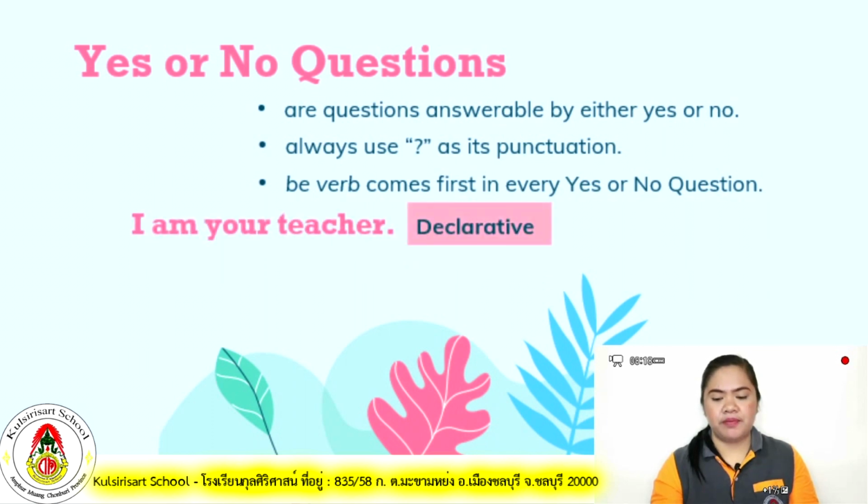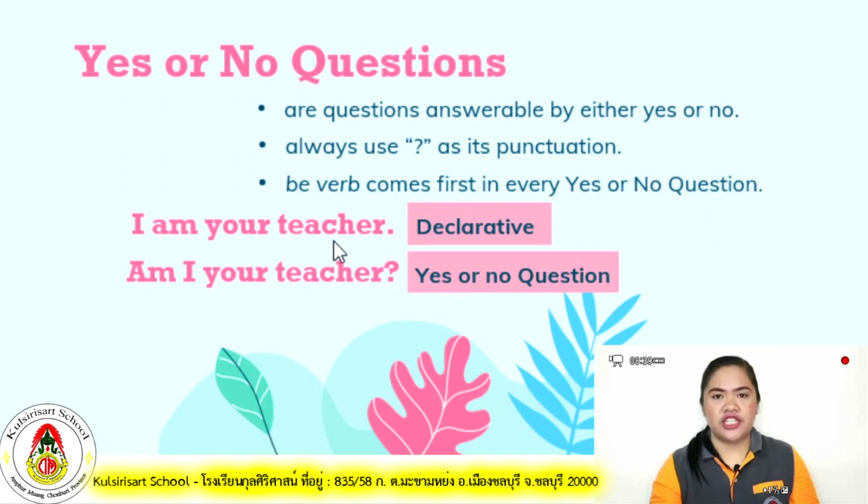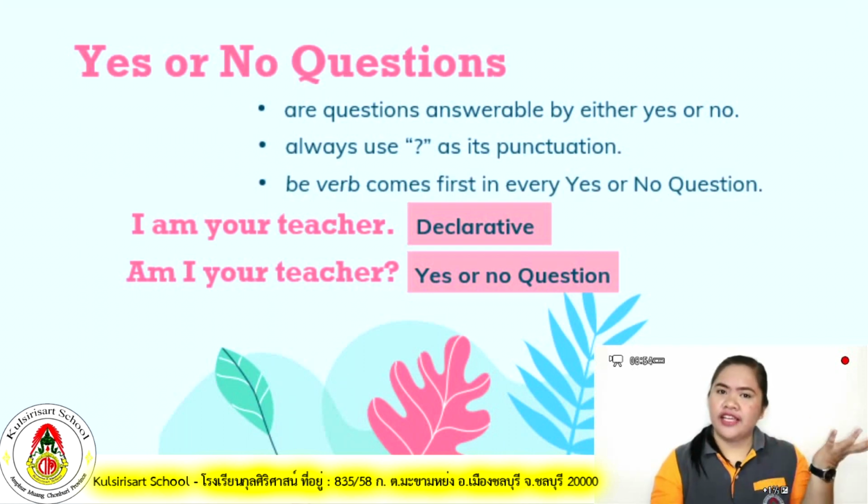Now, we'll have an example here. But this example is not yet a yes or no question. This is just a declarative sentence. As you try to look at it, it doesn't have question mark. So, it's not yet a question. I am your teacher. This is declarative. And when you make it a question, it will become, am I your teacher? Again, am I your teacher? Okay, so the answer of that is either yes or no.